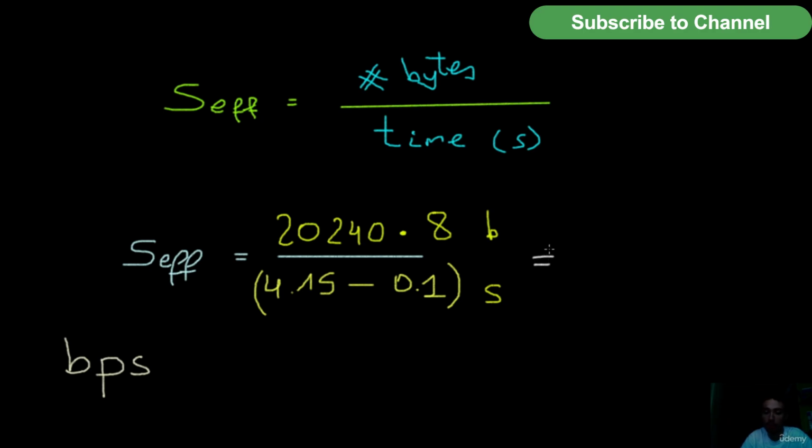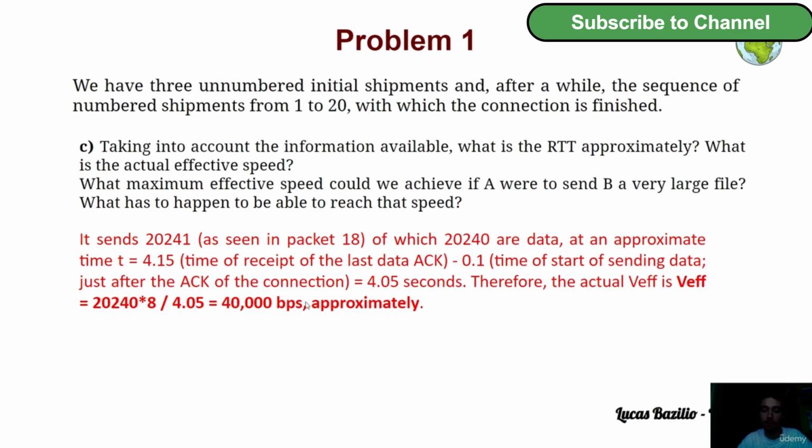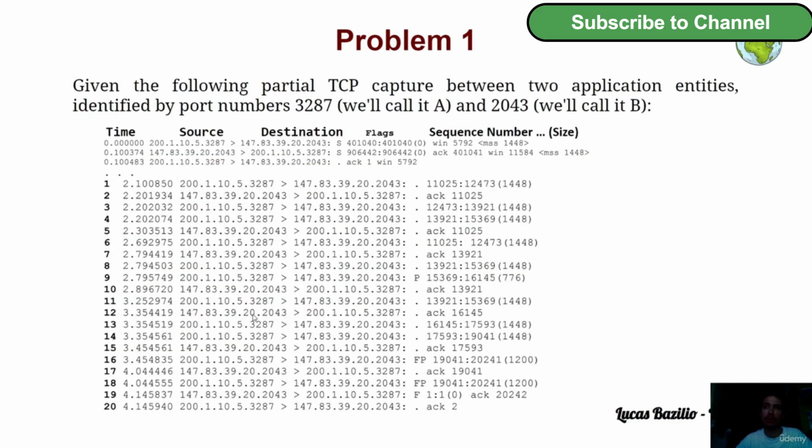So let's compute this. And this gives us a value of around 39,980.24 bits per second, that we can round as well, and this is around 40,000 bits per second. This is the approximate actual effective speed for this TCP connection. As we can see, very simple. We write the number of bytes in the numerator, we transform these to bits, and below on the denominator we have the time of the TCP connection, and we need to subtract the time to establish the TCP connection.